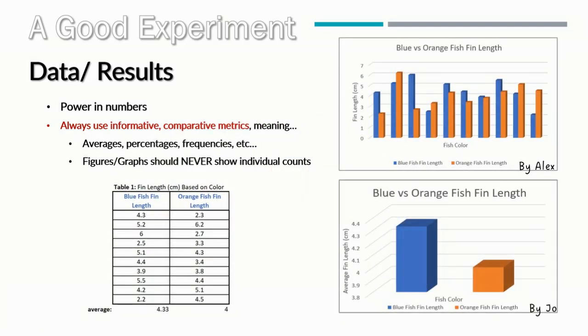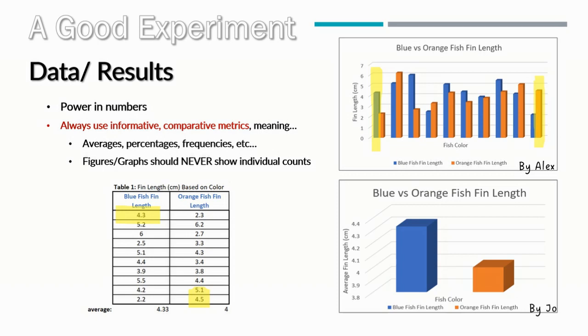Your team decides to visualize your data with a bar graph. Two graphs were drawn up. The graph on top was made by your coworker Alex. Alex made this graph by plotting each individual point from your data table onto the graph. For example, this first bar represents the first blue fish noted in your data table, and this last orange bar represents the last orange fish in your data table.